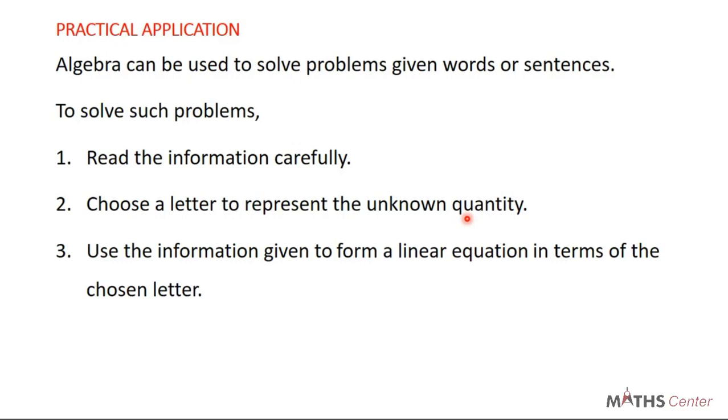So now if you're going to read the information, you understand what you are being told to do. You choose a letter or a variable to represent the unknown quantity. Then, using the information and the letter that you've chosen, form a linear equation in terms of that letter. Then, you solve the linear equation you formed. If you solve the linear equation, you'll be able to find the unknown quantity.